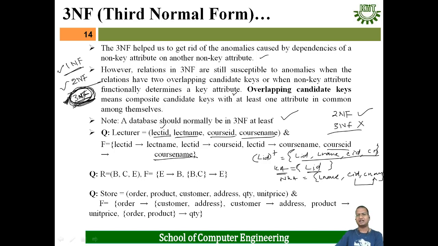Then how do we convert this into 3NF? The conflicting functional dependency, that means course ID to course name, we have to take that and create another table. That means I will take course ID and course name and create one table.